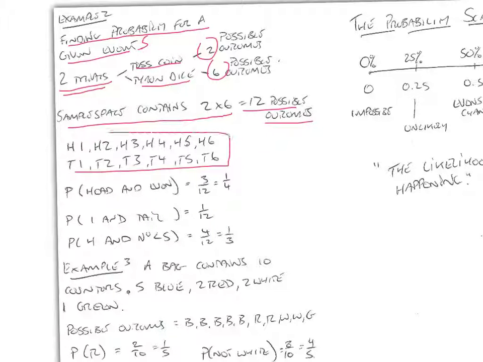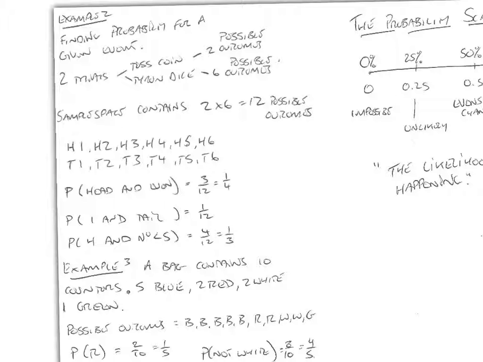Here they are listed. Let's now find the probability of a head and an even. In our sample space, we'll just look at the heads here, and the evens 2, 4, 6. So there's 3 of those divided by 12 in the total space. That gives us a probability of 1 in 4.